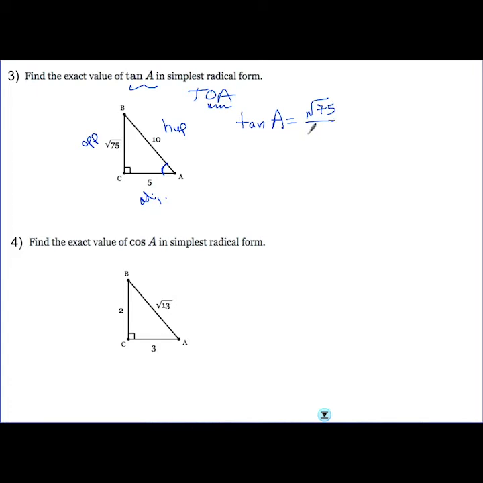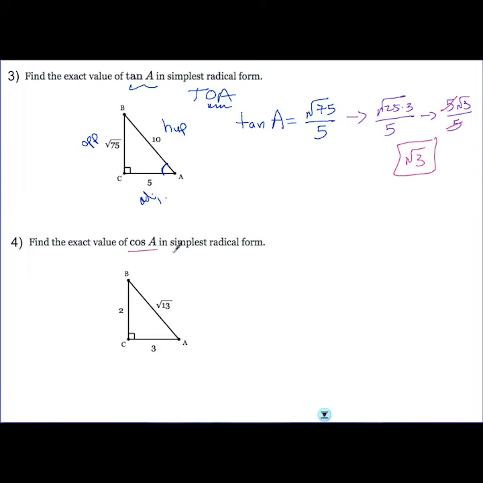Adjacent is 5. Now I need to simplify a little bit using the radical properties that we studied earlier this year. Square root of 75 can be square root of 25 times 3, which can be 5√3. Ooh, this is exciting because boom, common multiple. Final answer here, the ratio is √3/1, which we would just write as √3.